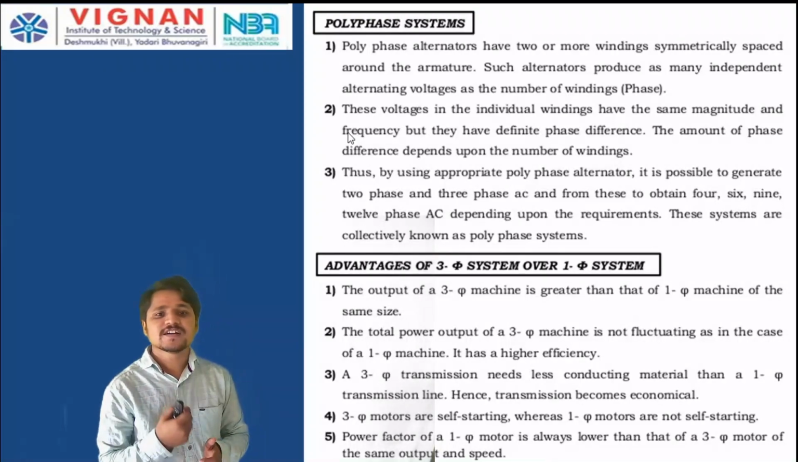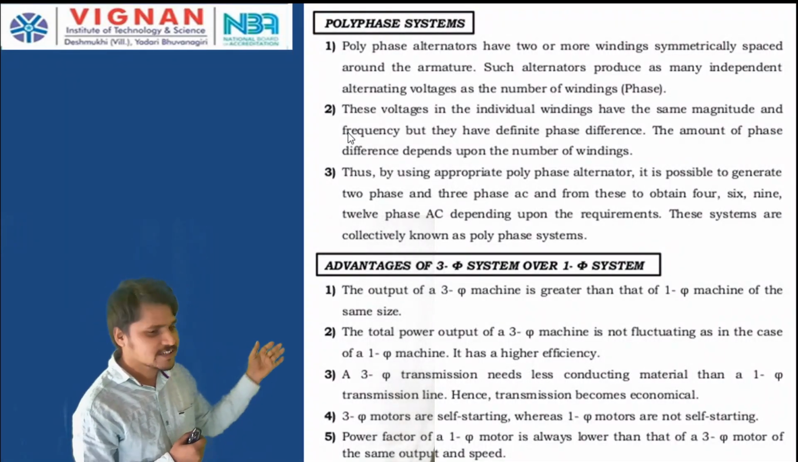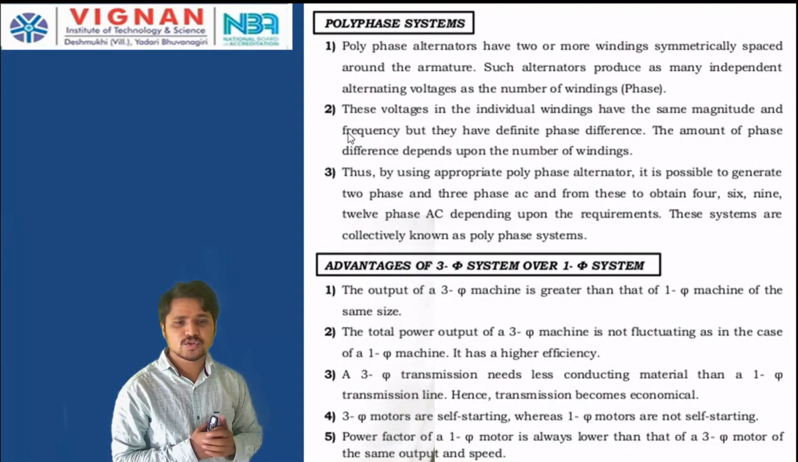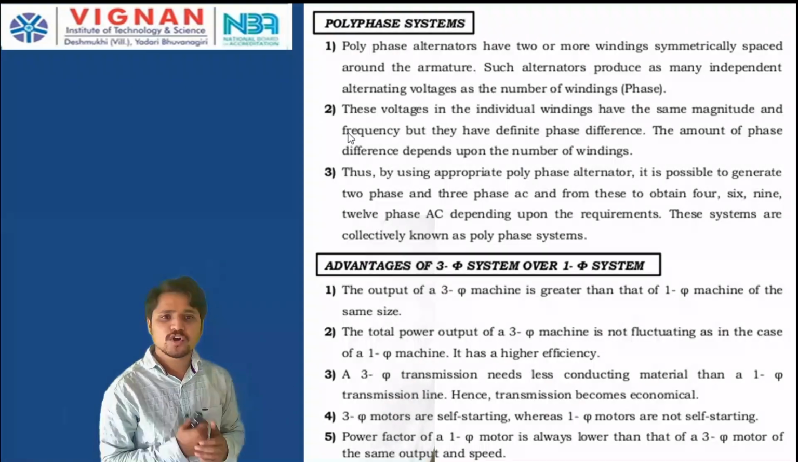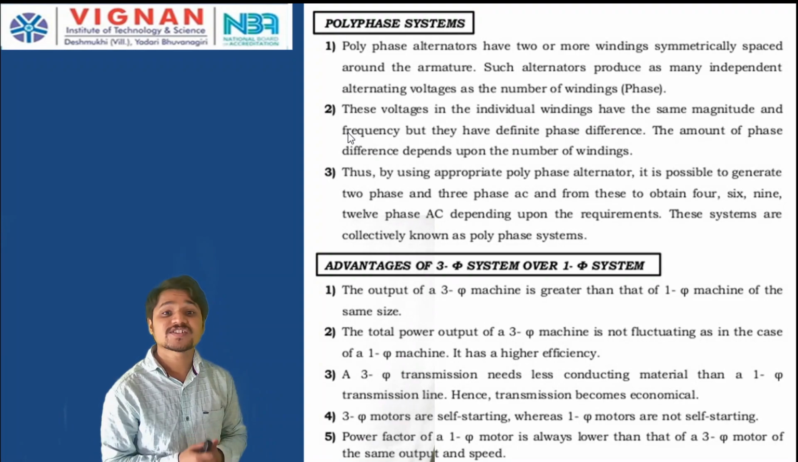So this phase difference depends upon the number of windings. See, total angle is how much? 360 degrees. So we are taking the three-phase system, therefore 360 by 3, that is 120 degrees apart. Now if you take the six-phase system, the phase angle between any two phases is what? 360 by 6, that is 60 degrees apart. So like this you have to calculate.